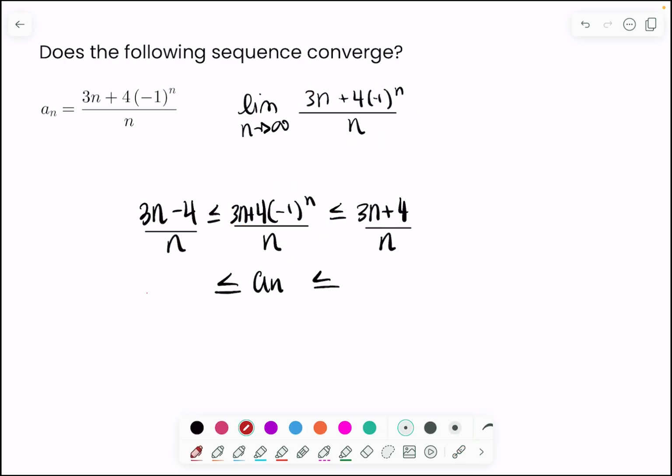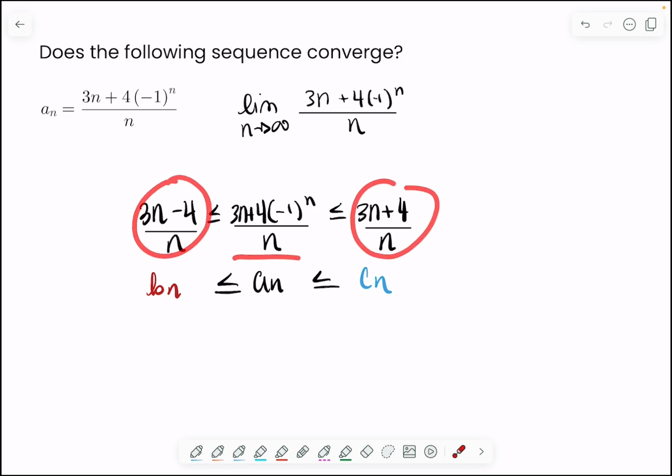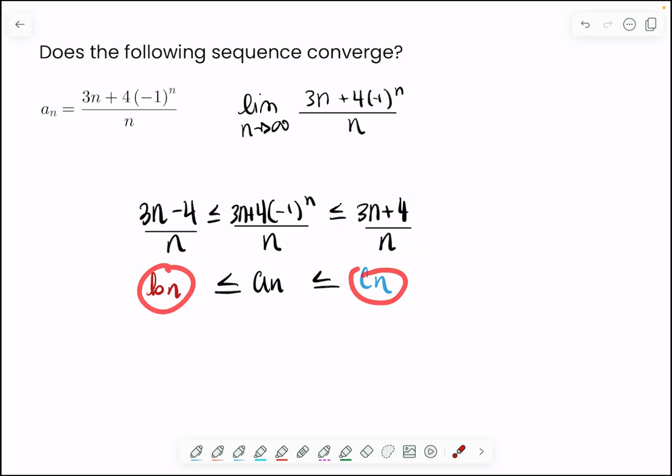So now I have a_n and two other sequences that I found that are smaller and bigger than a_n. And the squeeze theorem says that if this is true, which it is, and we can find that the limits of both of these are the same, they're going in the same direction, then a_n, squeezed between those two sequences, is going to be forced to go in the same direction as well.